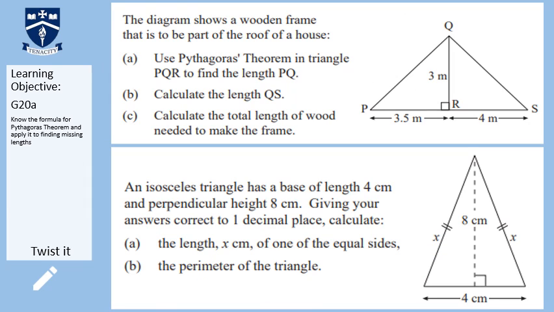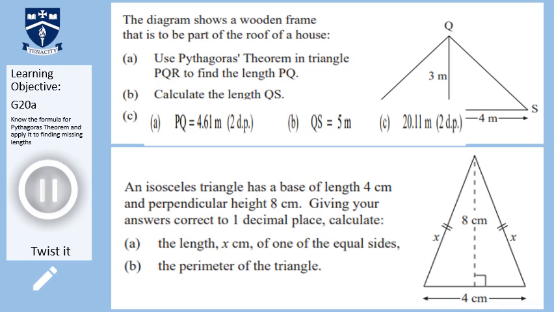And here are some twisted questions where I put them into context. Keep an eye on the time, you might not have time to do both of them. Press pause, work on one in your book, and then press play when you're ready to mark. And here are the answers. The second one was a little bit tricky because you had to then go on and find out the perimeter.